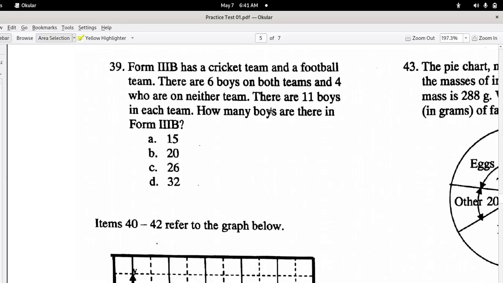39. You have a cricket team and a football team in Form 3B. There are 6 boys on both teams and 4 who are on neither team. You have 11 in each team. How many boys are there in the form?